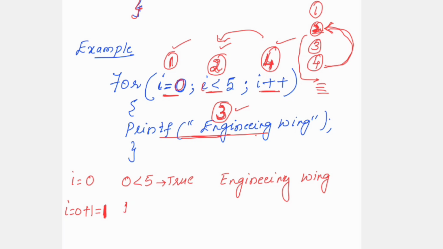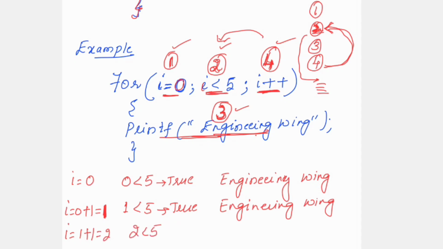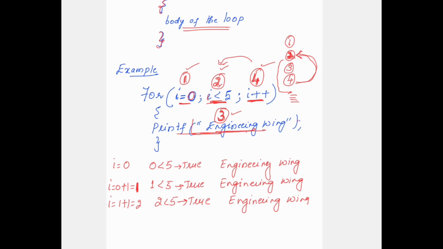1 less than 5, it is true. Then it will enter into the body of the loop. After this it will increment the value. So I equal to 1 plus 1, 2. It will test 2 less than 5. Yes, it is true. If it is true, it enters here and it will print. After it completes, it goes back to updating the variable. I equal to 2 plus 1 equal to 3. After it finishes, it goes back to the testing condition. 3 less than 5, yes, it is true. If it is true, then it will enter into the body of the loop and execute.